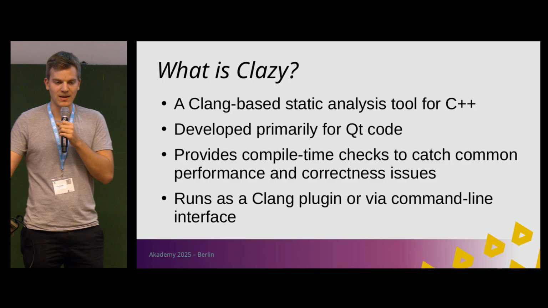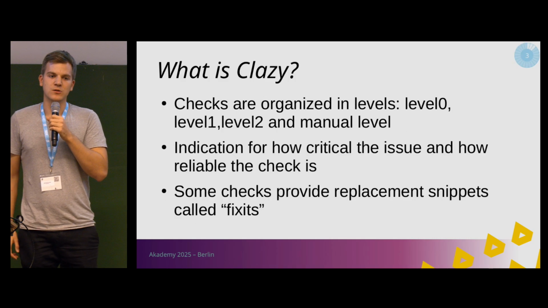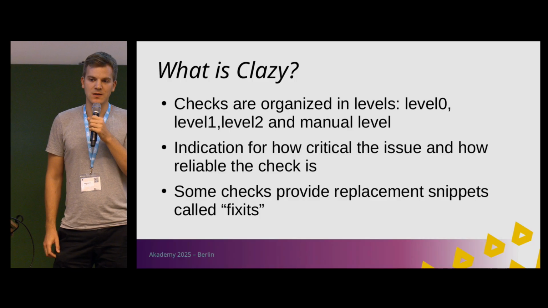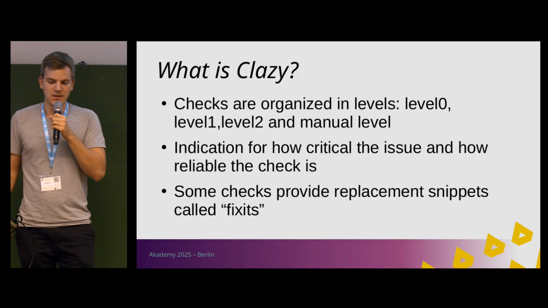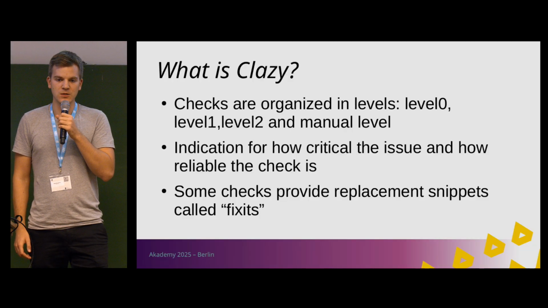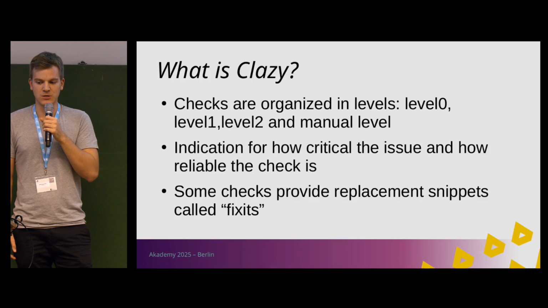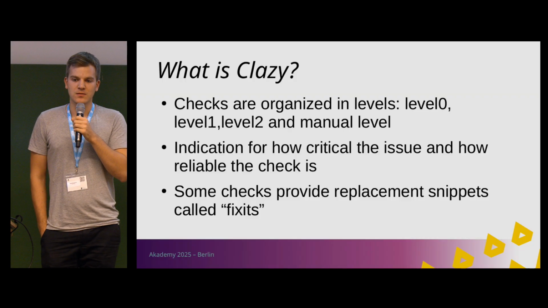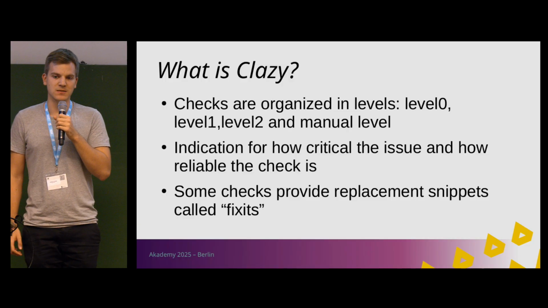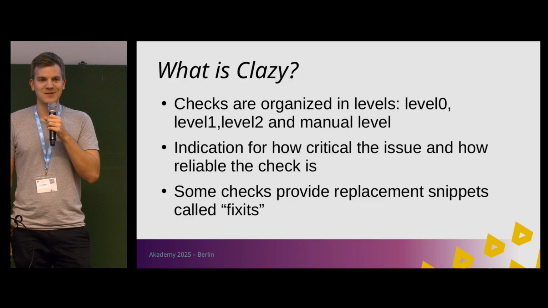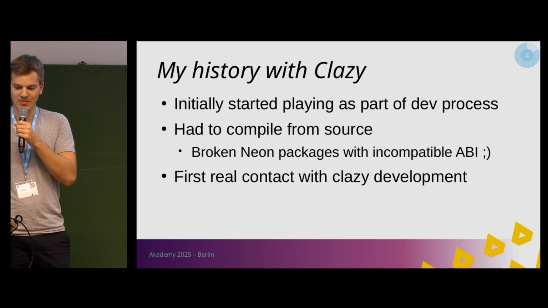It runs as a Clang plugin or via a command line interface. The checks are organized in different levels, like level 0, 1, 2, and manual level. You can think of that like an ordinal scale on how critical the issue is or how reliable the detection for the issue also is. Some checks also provide so-called fix-its, which are replacement snippets, like for lazy people who just want to have a copy-paste snippet that they can utilize.